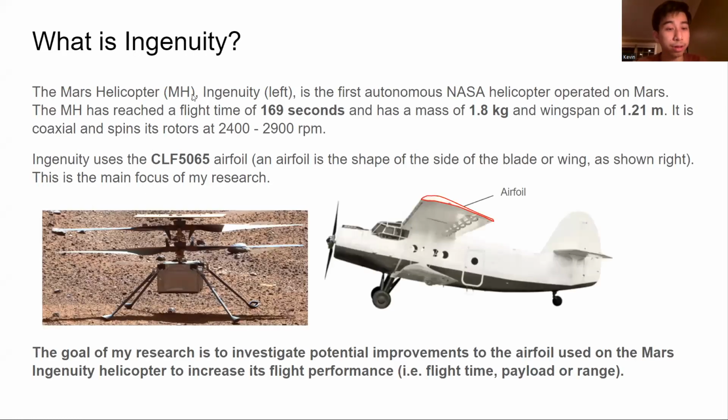What is Ingenuity? The Mars helicopter, also known as Ingenuity, which is this picture on the left, is the first autonomous NASA helicopter operated on Mars from 2021 to 2024. It has reached a flight time of 169 seconds and has a mass of 1.8 kilograms and a wingspan of 1.21 meters. And it spins its rotors very fast, around 2,400 RPM.